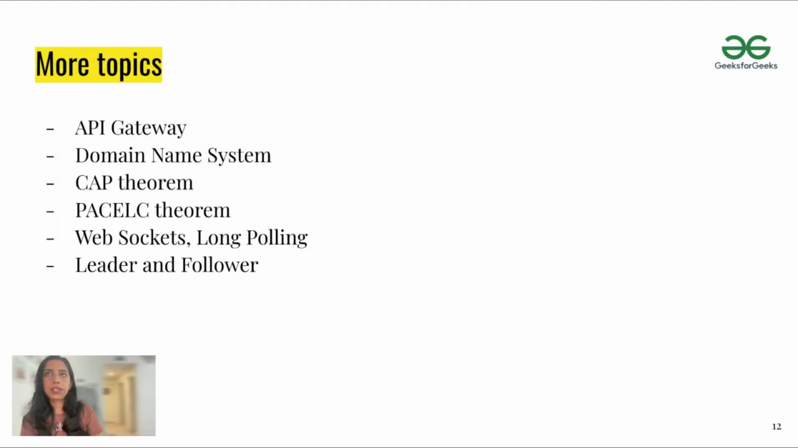Yeah. So here I've listed down a few topics. These were all the topics that I was going to cover, and these are a few topics that are also important. You can read about them. These are pretty much used in almost all systems. It's API gateway, it's DNS. There is CAP theorem, there is one other theorem. There is WebSockets, there is long polling, leader and follower. So these are a few topics that you can go and read about.